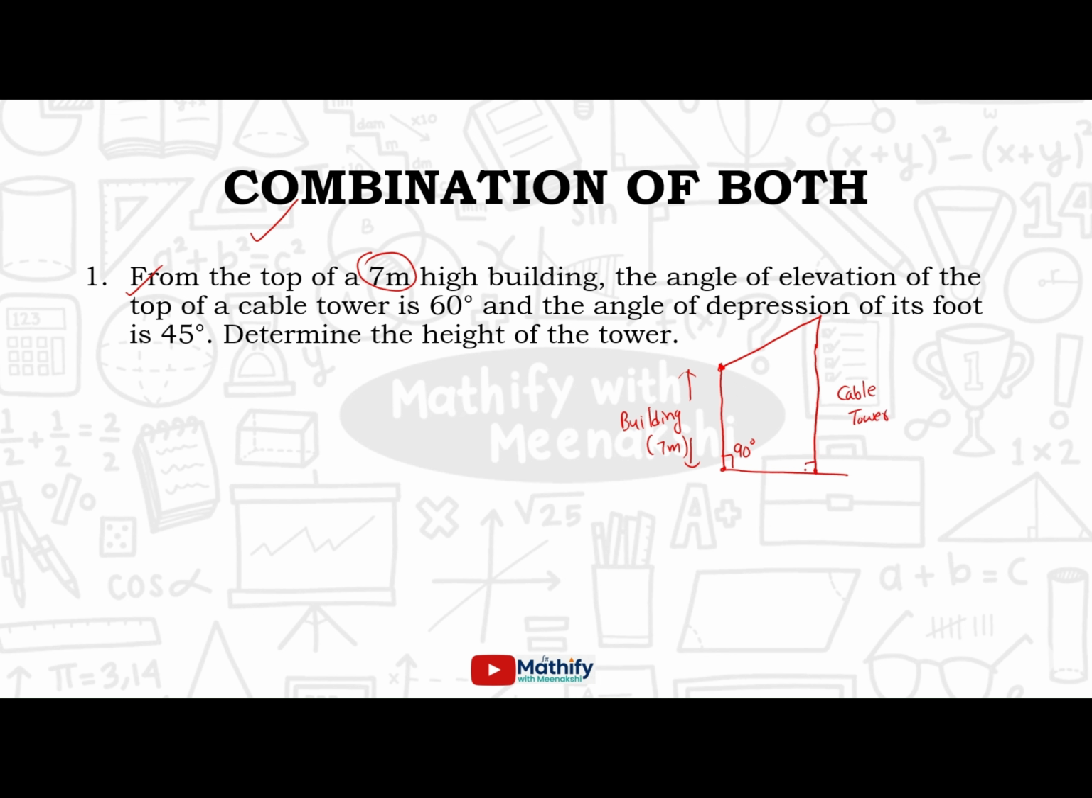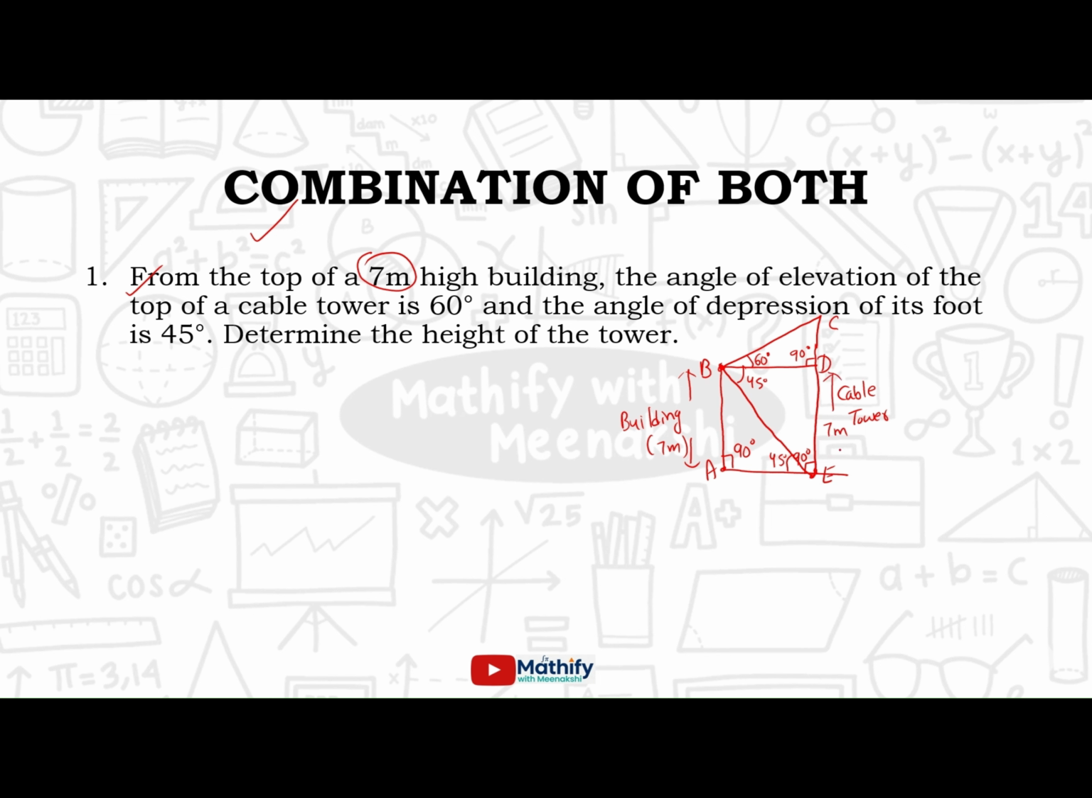Again it's 90 degree. It's given angle of elevation is 60, that's between line of sight and horizontal line. And angle of depression of the foot of the cable tower is 45 degree. It's 45, but using alternate angles, you can write here too 45. As AB is 7, you can write your DE also 7.